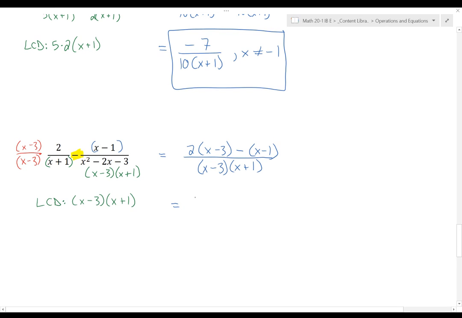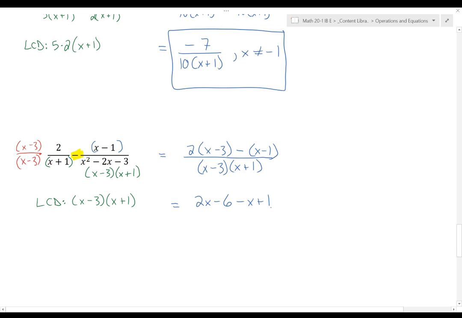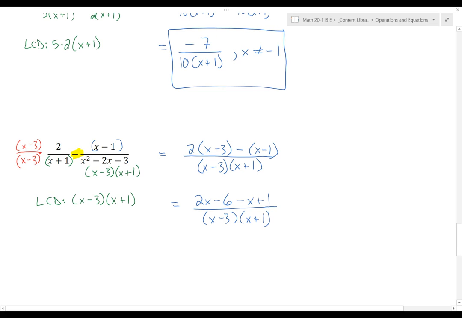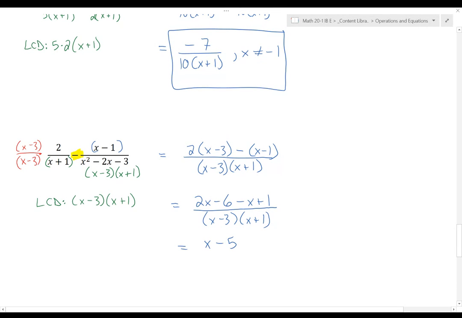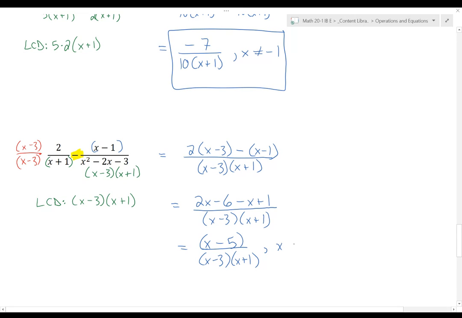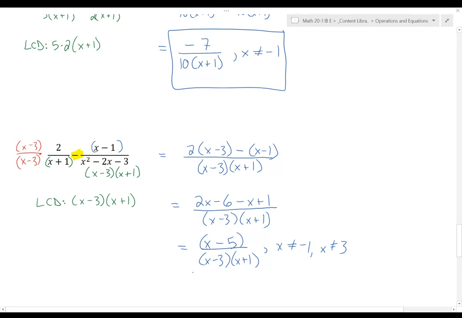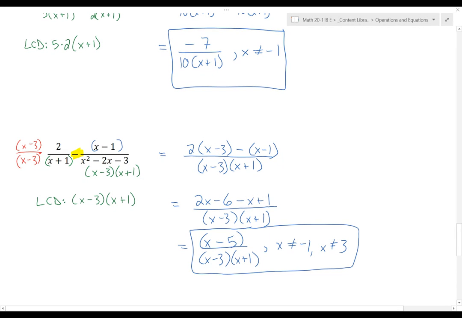So in other words, 2x minus 6 minus x plus 1 over x minus 3 times x plus 1, which becomes x minus 5 over x minus 3 times x plus 1. That x minus 5 is all one factor, so it can't cancel with anything. Non-permissible values are negative 1 and 3. So if you tried this question and you forgot to distribute that minus, that's the tricky thing about this question. So you do have to be really careful with subtractions.